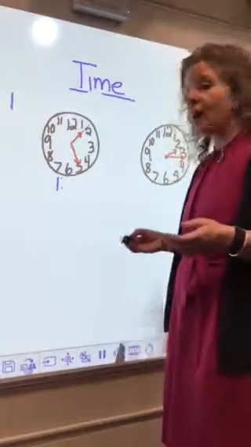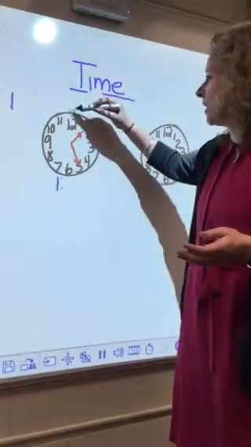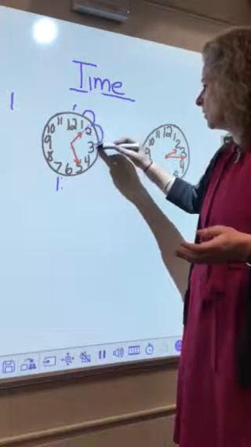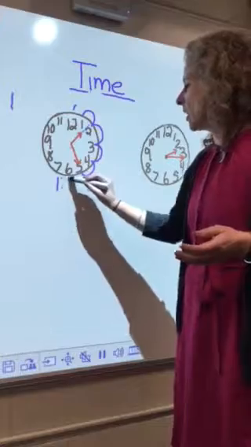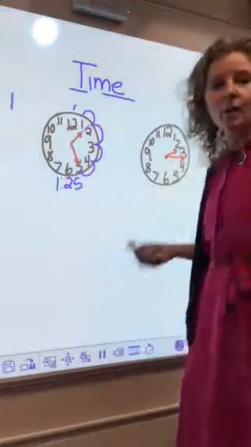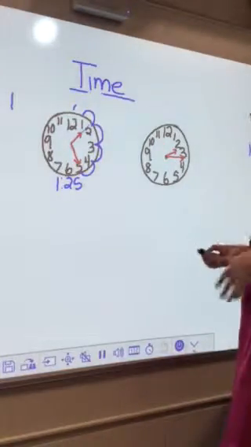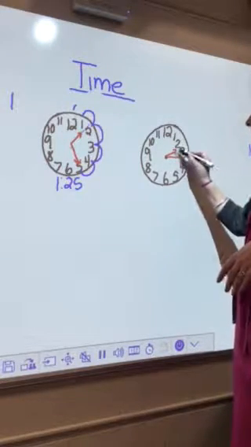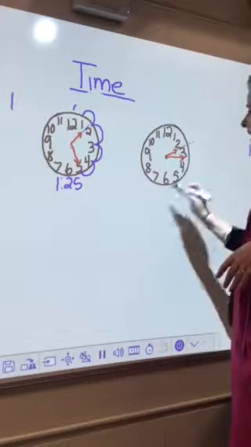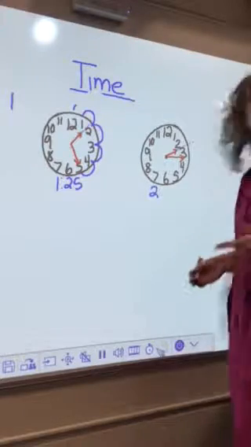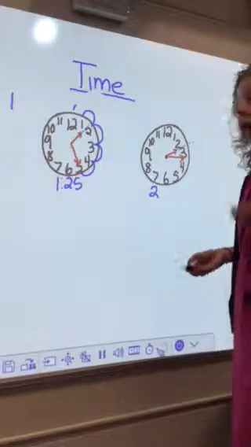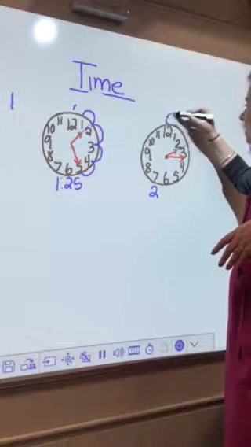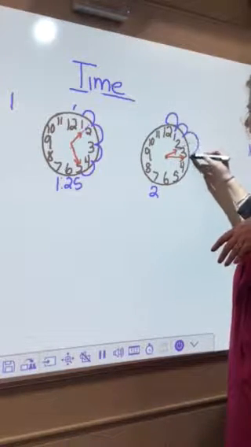And I start at the 12 and I count by 5s. 5, 10, 15, 20, 25. So I know that's 1:25. Now I'm going to look at my second clock. The shorthand tells the hour time. I'm going to look at the number that the shorthand is past. It's past the 2. The longhand tells the minute time. I'll start at the 12 and I'll count by 5s. 5, 10, 15.